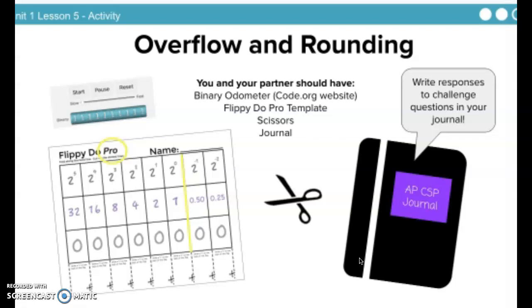What we're going to do is start by exploring large place values to see what happens when a big number gets too big. I want you to go to the binary odometer widget on level 2 of the lesson on Code Studio. Go to code.org, Unit 1, Lesson 5, and then bubble number 2. It's a widget that simulates a car odometer, which is a device on the car that tracks how far the car has driven, either in miles or kilometers.